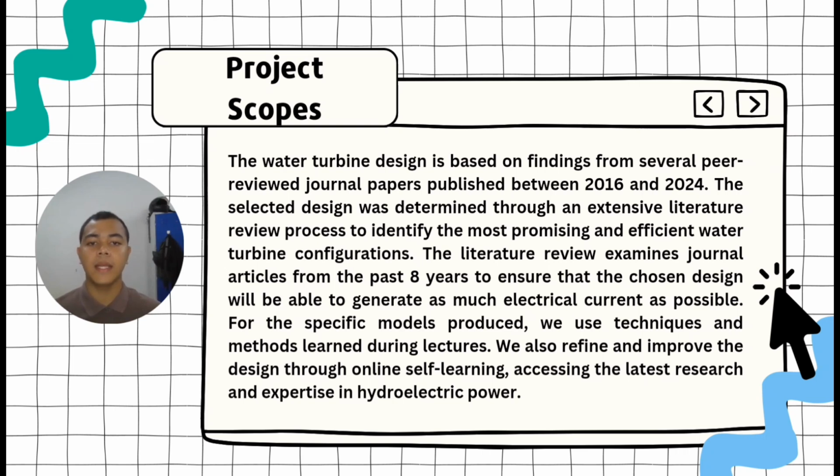The water turbine design is based on findings for several peer-reviewed journal papers published between 2016 until 2024. The selected design was determined through an intensive literature review process to identify the most promising and efficient water turbine configurations. The literature review examines journal articles from the past 8 years to ensure that the chosen design will be able to generate as much electrical current as possible.